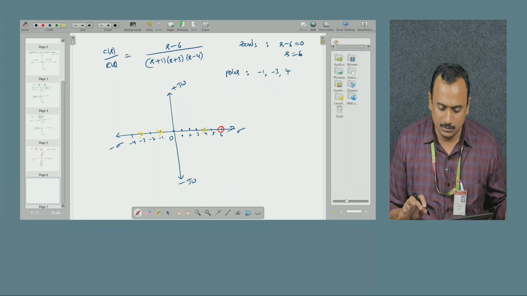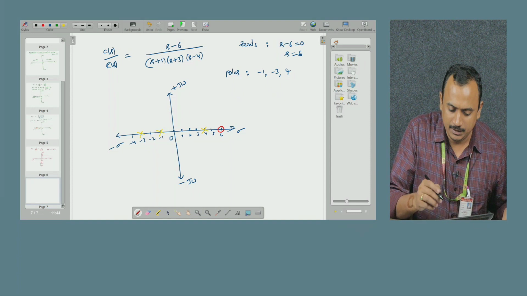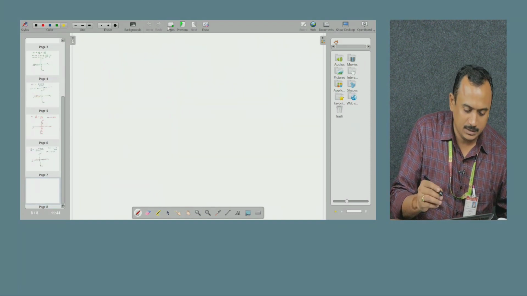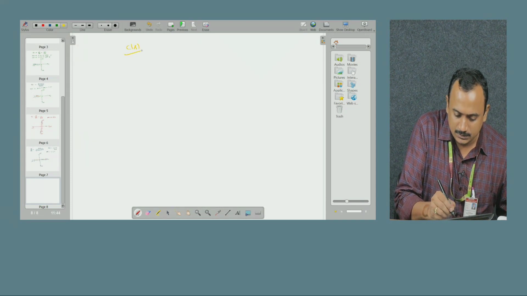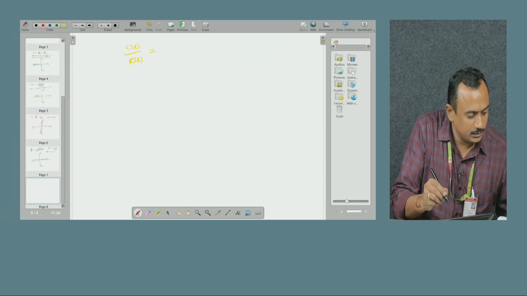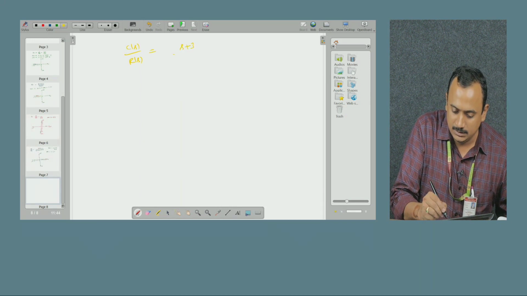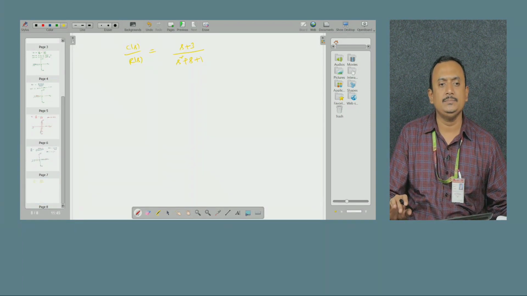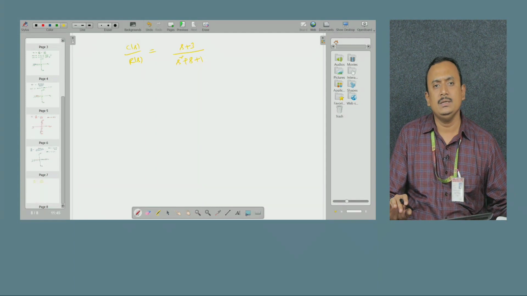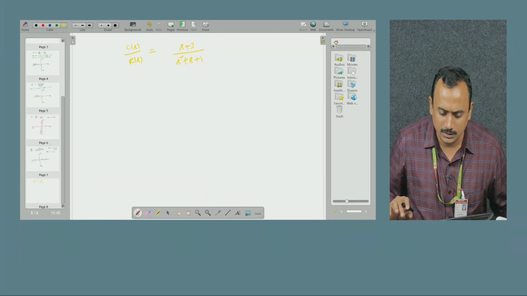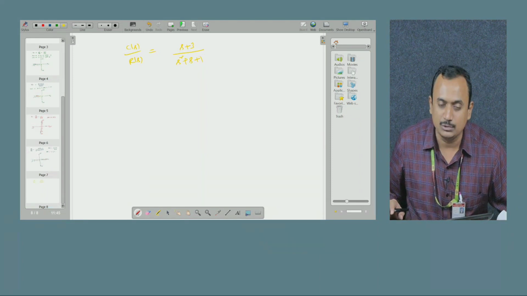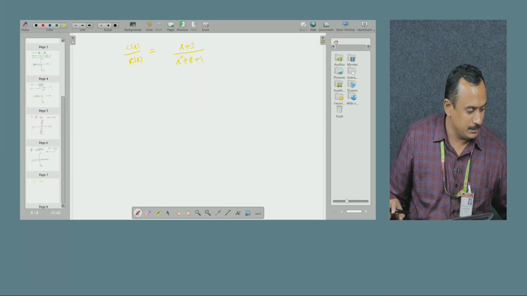Now let us see one more example of having complex conjugate poles. To get complex conjugate poles, let me consider the transfer function C of s by R of s is equal to s plus 3 by s square plus s plus 1. So if this is the given transfer function, let us see how we are going to find the poles and zeros. After finding the poles and zeros, then how to represent those poles and zeros on the given s plane.